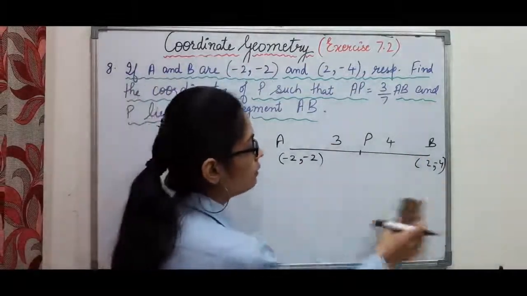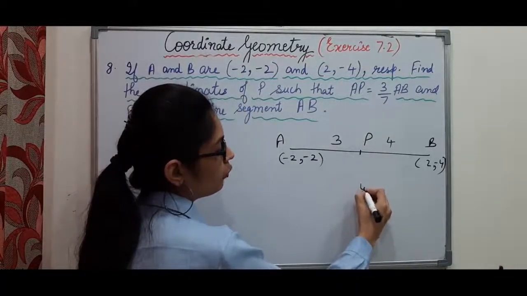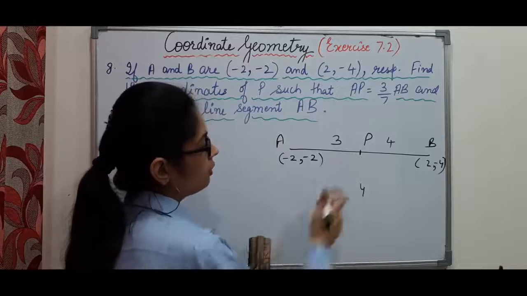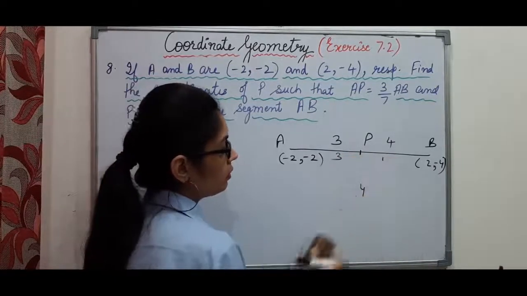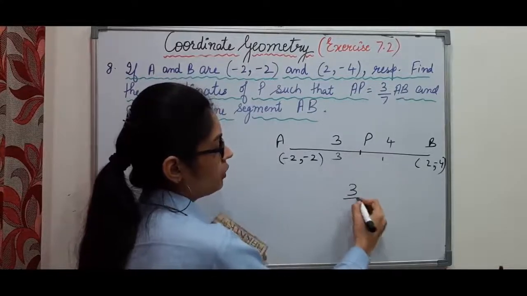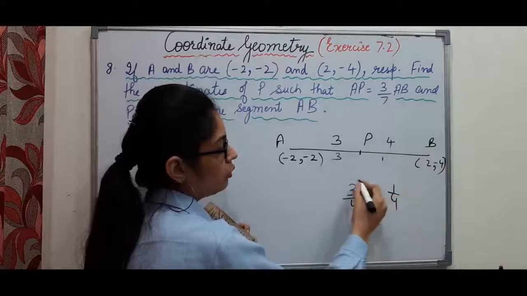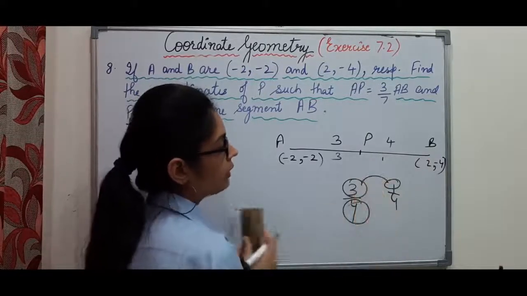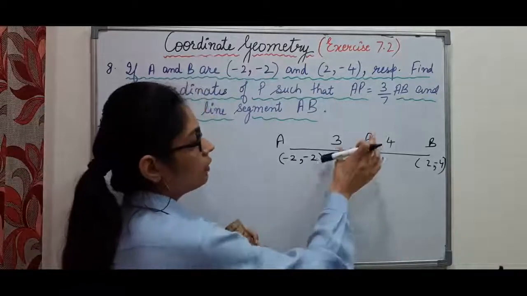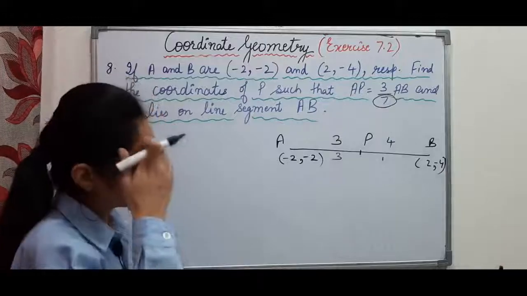I can take another example also. If the total line has 4 parts and 3 parts are there, you can simply write, if AP is 3/4, then this part will be 1/4. So if you are adding these two, you should get 1. In the same way, if you are adding 3 and 4, you will get 7. So this way you can find the ratio.